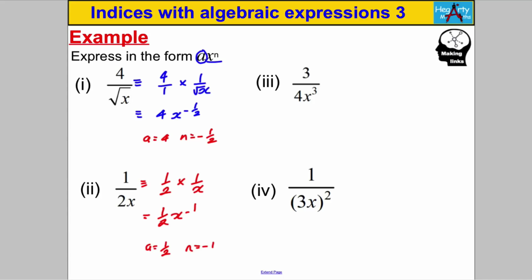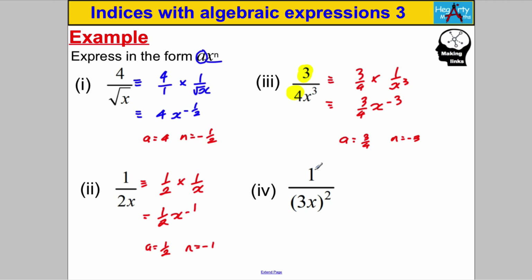What about this? Well, I could think of this, the 3 and the 4, as a separate fraction. I could think of this as 3 quarters multiplied by 1 over x cubed. So this is 3 quarters multiplied by x to the negative 3. So in this case, my a is 3 quarters and my n is negative 3.